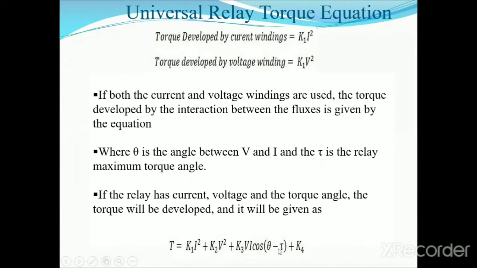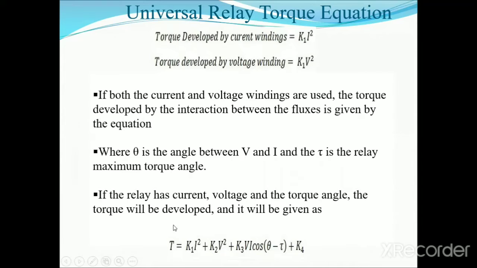Next, K3 VI cos of theta minus tau. K3 VI cos of theta minus tau is produced by the interaction between the two windings. VI cos phi means the power. With the interaction of this current and voltage, we are developing this power. Then we have another constant, that is K4.